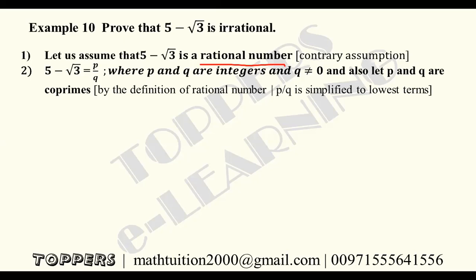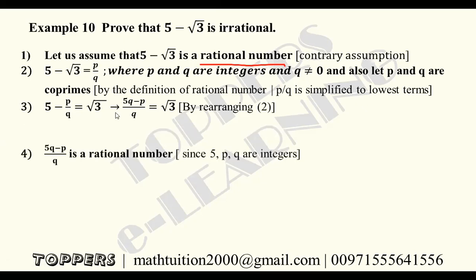Okay, so third step, just rearrange. Make root 3 the subject. For that, what you have to do? Bring minus root 3 to the right side and P by Q to the left side. So when you do that, what will happen? See here, we are taking this minus root 3 to the right side, so it will become plus root 3.